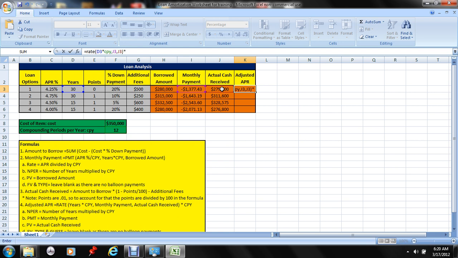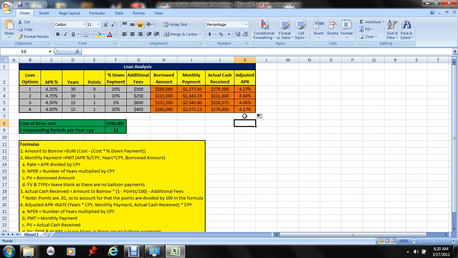Then to adjust the APR for the compounding periods per year, we're going to go ahead and take that times CPY, and that will give us an adjusted annual percentage rate. So go ahead and enter. As you see, for this one, the adjusted APR was 4.27 and the stated APR was 4.25. Go ahead and apply to the remaining three. You can see the various options.